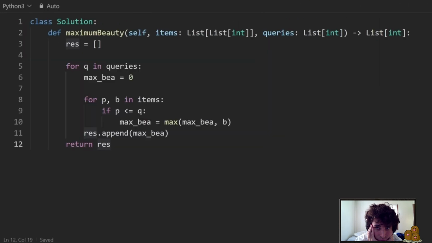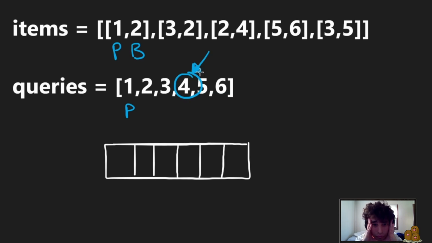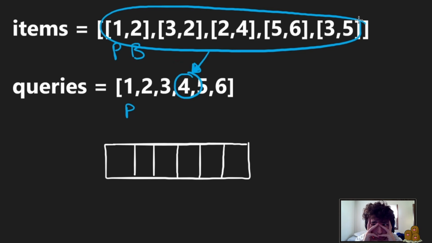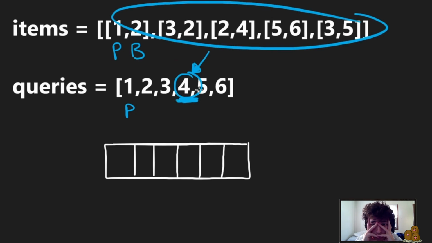So let's optimize it. They gave us a pretty nice hint with this problem. First of all, when we have a particular query given to us, let's say it's 4, wouldn't it be nice if the input array was already sorted? Because remember, what we're trying to do with this query is we only want to look at the items that have a price less than or equal to 4, right?